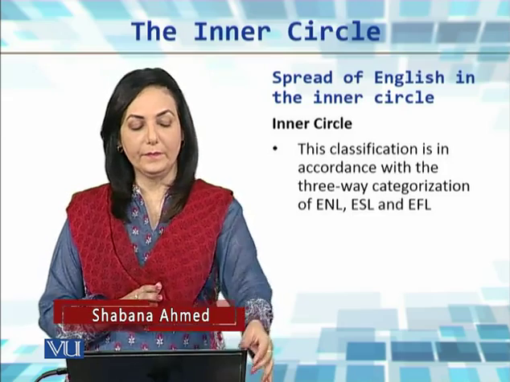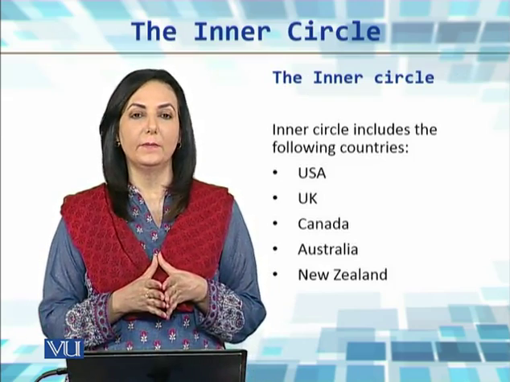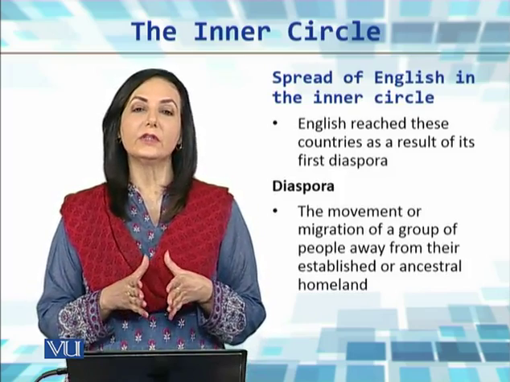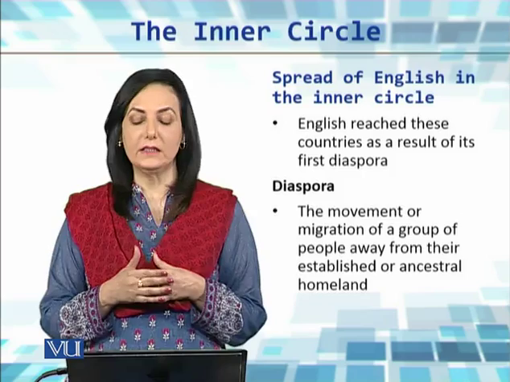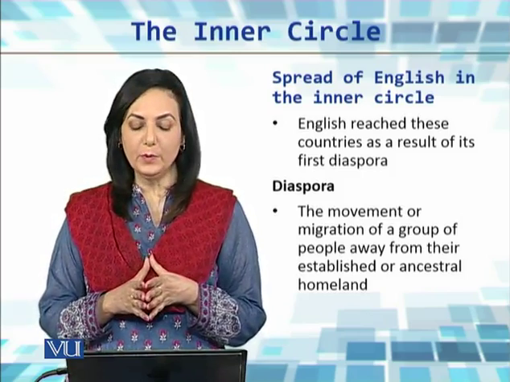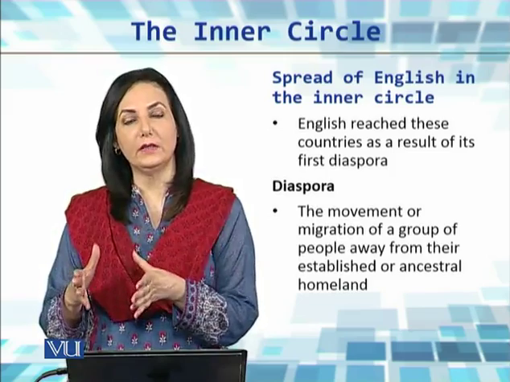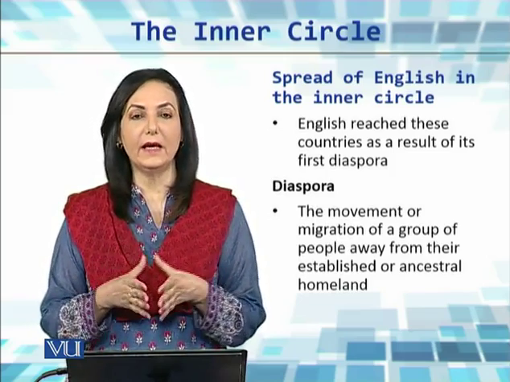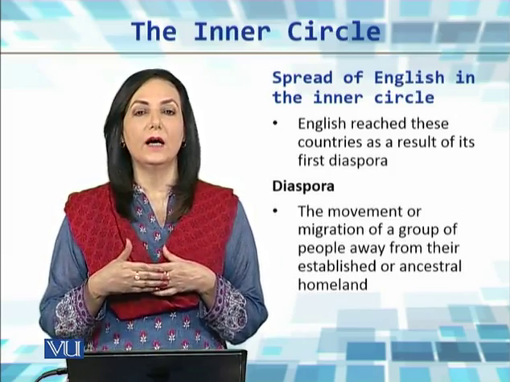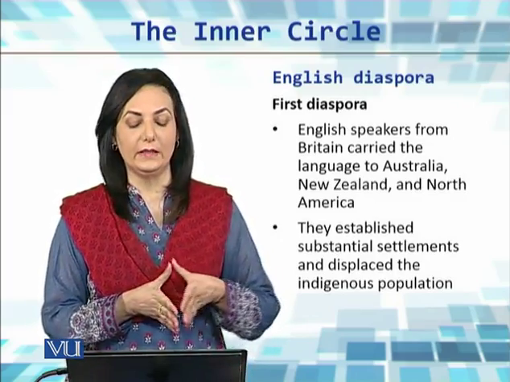The inner circle countries, as we have just said, comprise countries like USA, UK, Canada, Australia, and New Zealand. English spread to these countries, or English reached these countries, as a result of what is called the first diaspora of English-speaking people. A diaspora is a movement or migration of a group of people to another region or to another country for the sake of settlement, and in which they leave their homeland completely and establish their homes in a new country. That's diaspora, when people move to another country leaving behind their ancestral homeland.